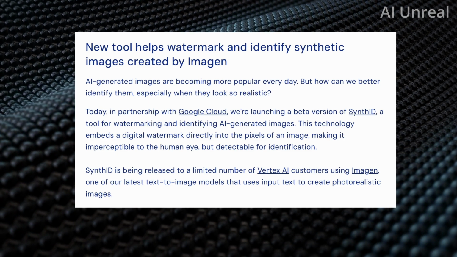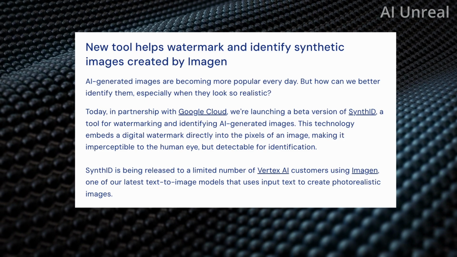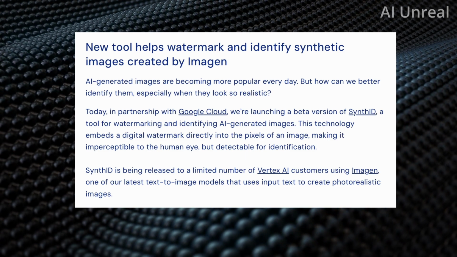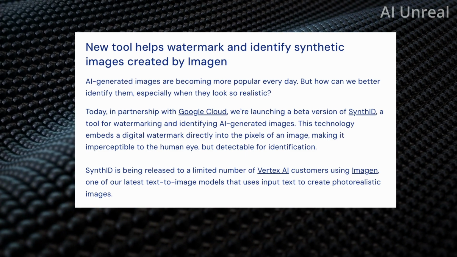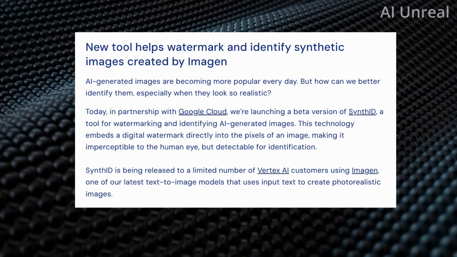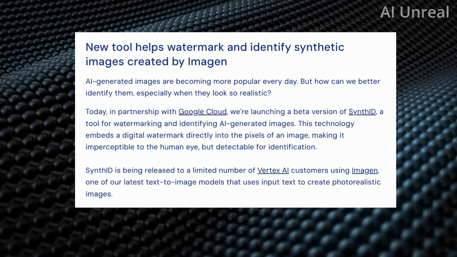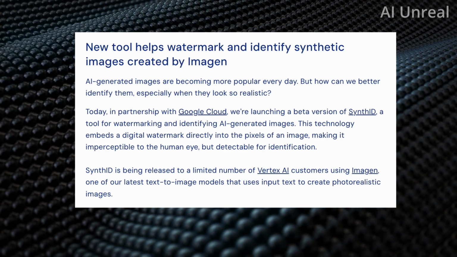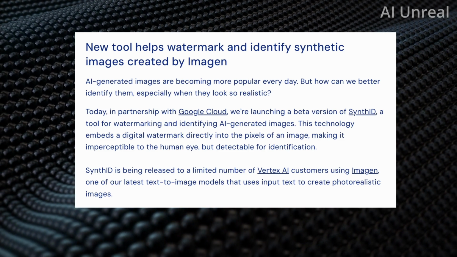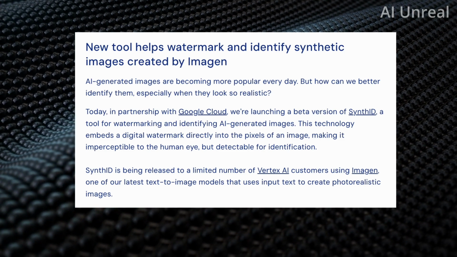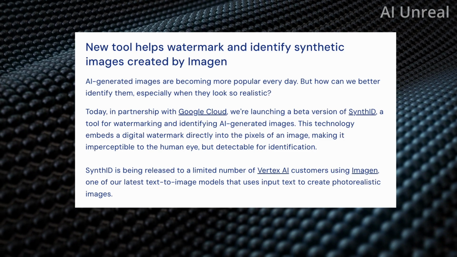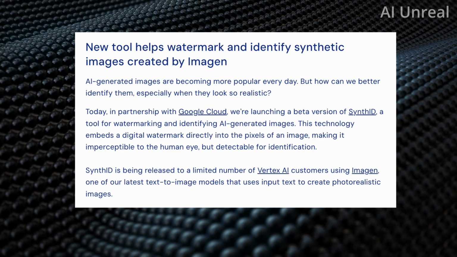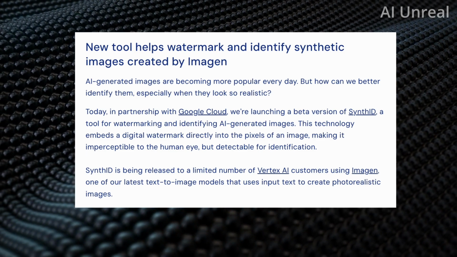Essentially what this technology does is it embeds a digital watermark directly into the pixels of the image, making it imperceptible to the human eye, but you can detect it for identification. So in simple terms, the technology will be able to have the identification visible and seen for the AI, but for the human, you would not even notice that it's there.